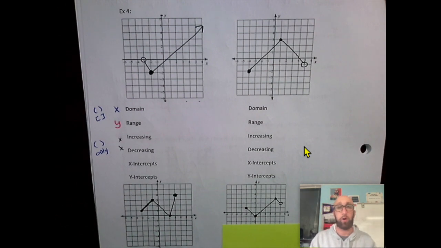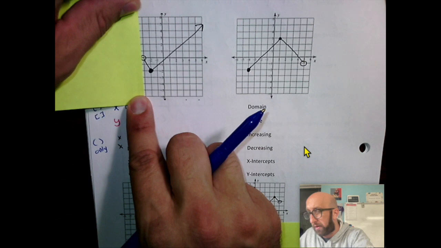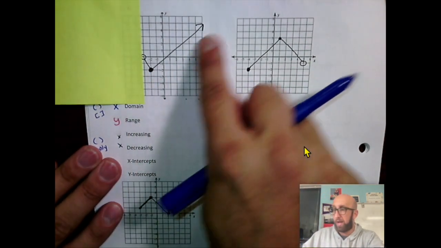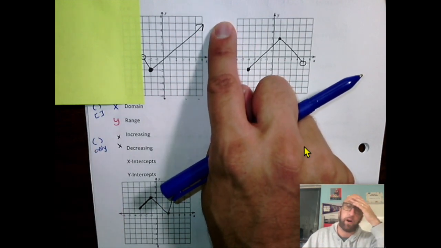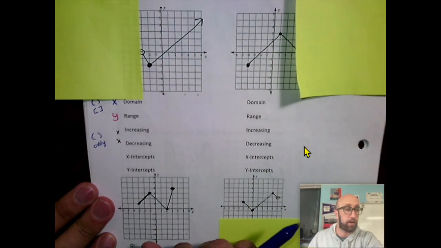So I'm going to start with domain. I'm going to find the leftmost point here because domain is about left and right. Leftmost point is here. The rightmost point, there is none. We have an arrow that continues on forever and ever and ever. So there is no right Post-it. It just continues on forever.